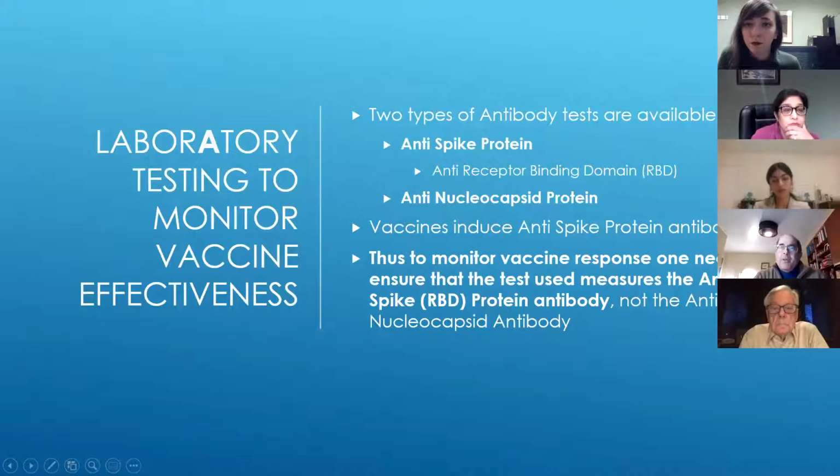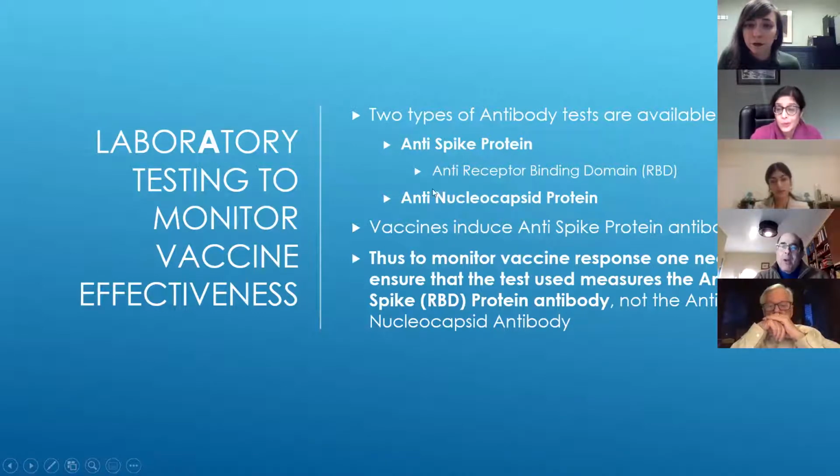And that's because the antibody tests, there are 2 types that are out there. One picks up an antibody to the spike protein. Remember, that's the protein that's in the vaccine, and also that's the protein that actually binds to a cell. And another similar test is an antibody to the receptor binding domain, which is a small portion of the spike protein. But also, I mentioned in the first slide, the nucleocapsid protein.